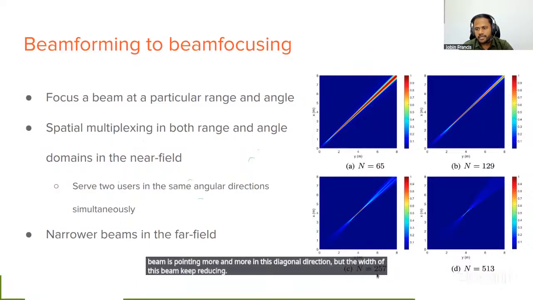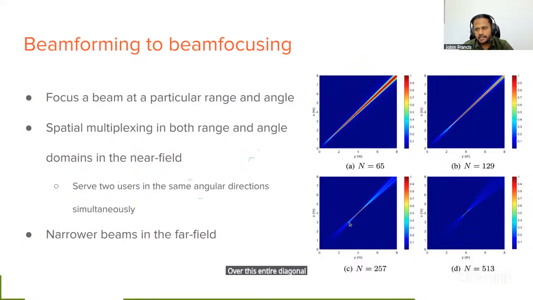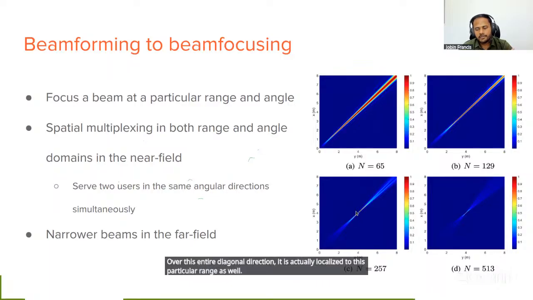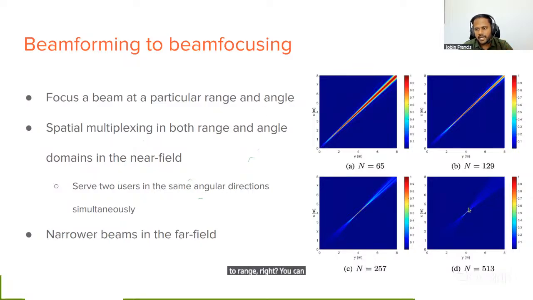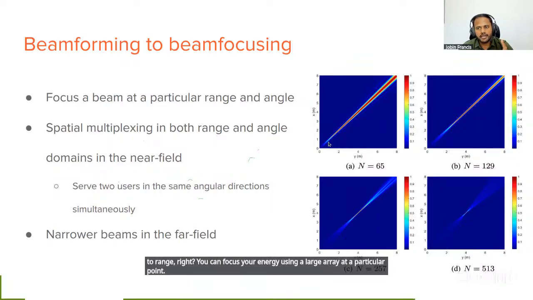But at some point, say 257 or onwards, you can see that there is a focusing effect, right? So the beam is no longer over this entire diagonal direction. It is exactly localized to this particular range as well. So moving from angle to range, you can focus your energy using a large array at a particular point, not just a particular direction.